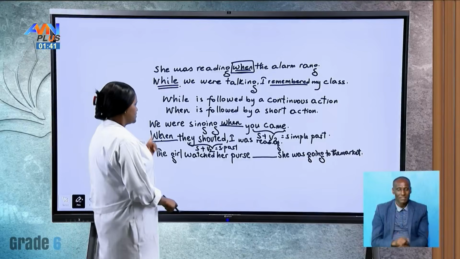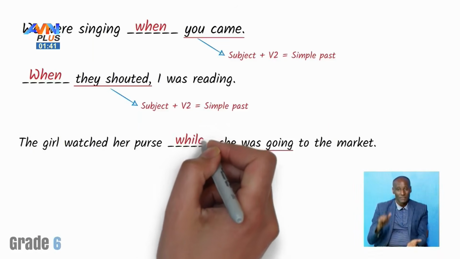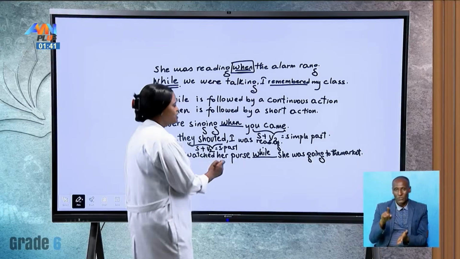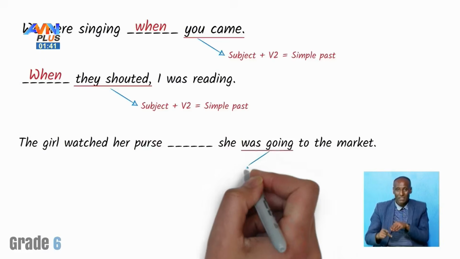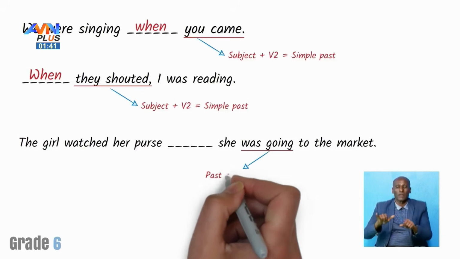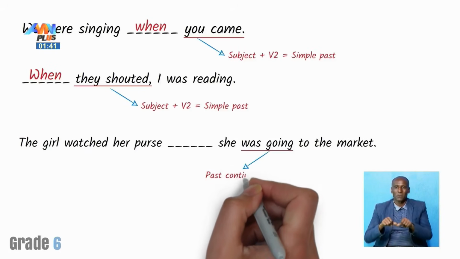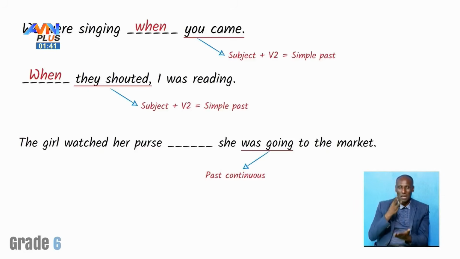If you say it is "while," that means you are correct. Because what comes after the blank here is what? "She was going," all right? Which means past continuous. And what do we say about while? While is followed by a continuous action.